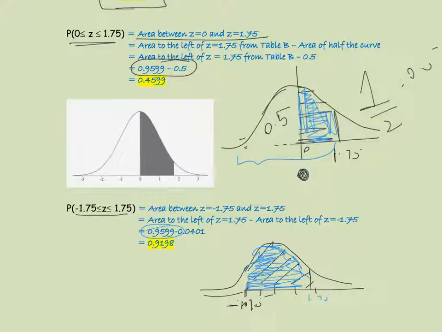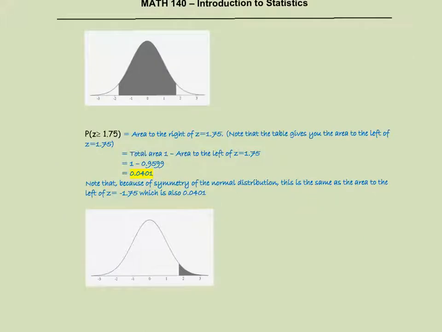The area to the left of negative 1.75 is this black area. So that would be 0.0401, and 0.9599 minus 0.0401 is equal to 0.9198. So from the total area, we subtract the area to the left of negative 1.75, and that gives us the area of what we need, that's between negative 1.75 and positive 1.75.